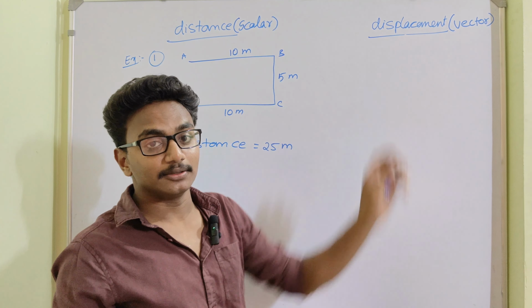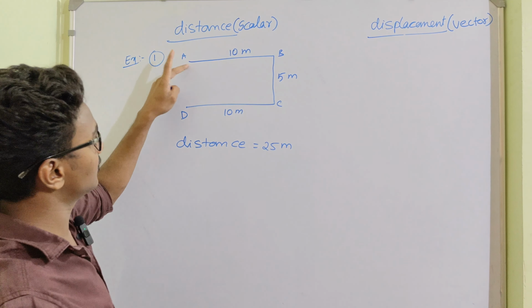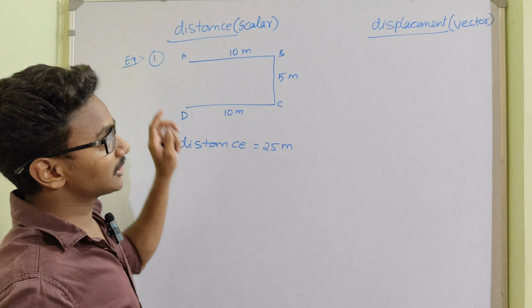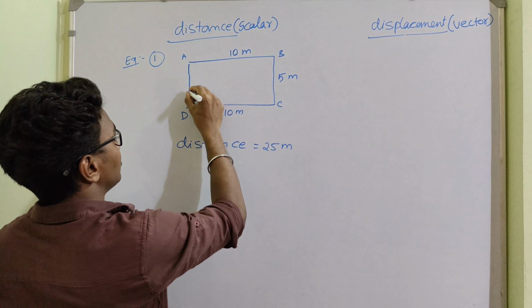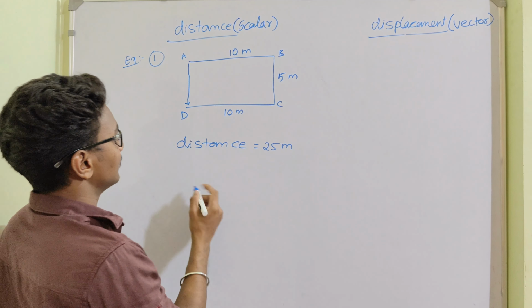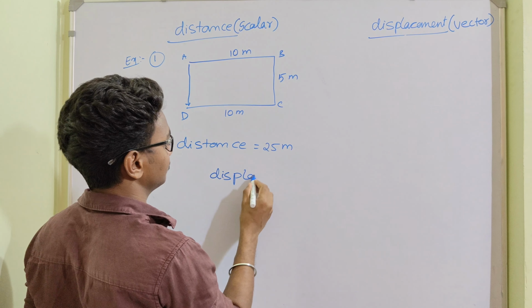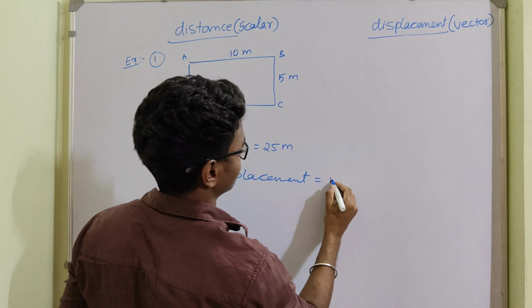Now come to displacement. What's the definition of displacement? Shortest distance between the initial and the final point. Remember, the shortest distance is always a straight line between the initial and the final point. Then the displacement is 5 meters.